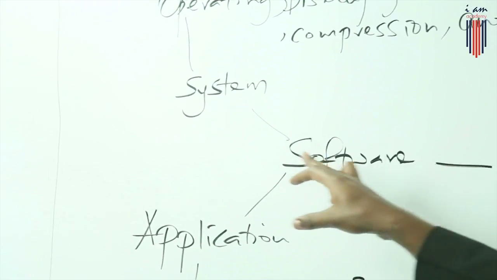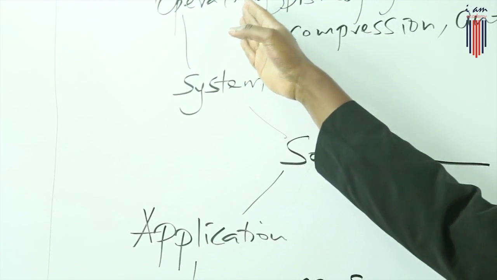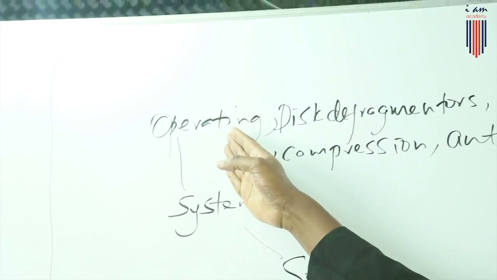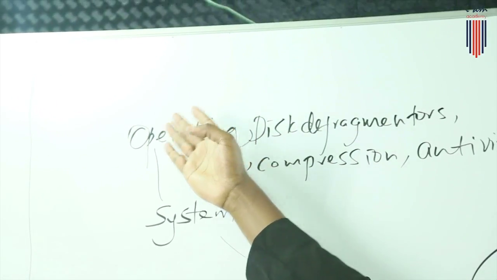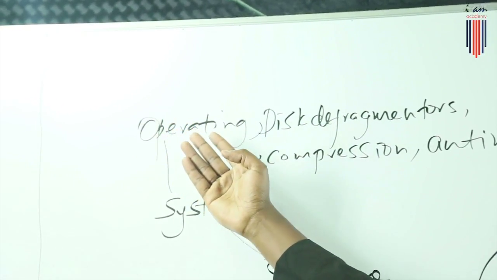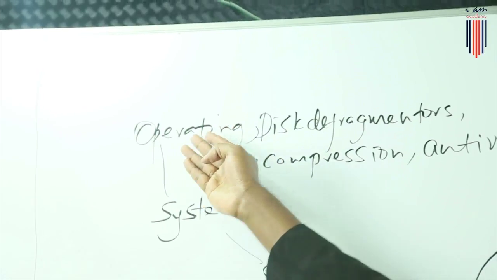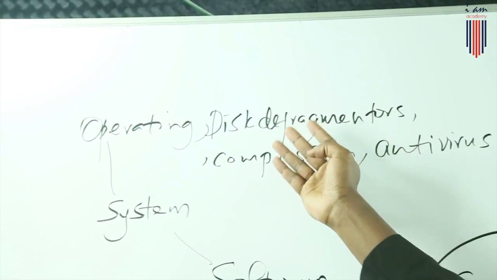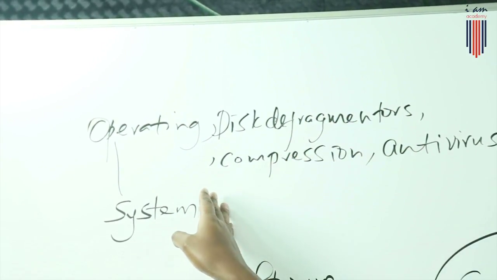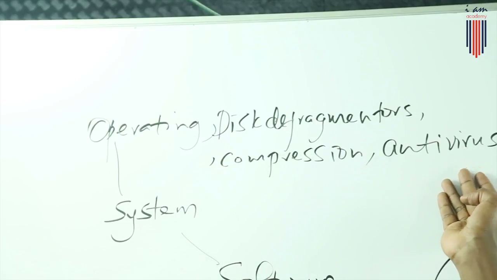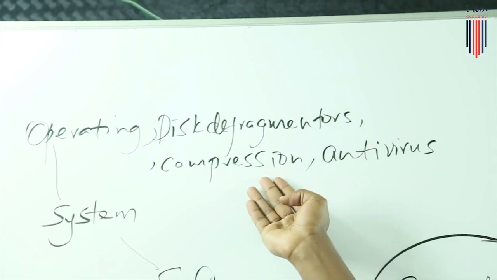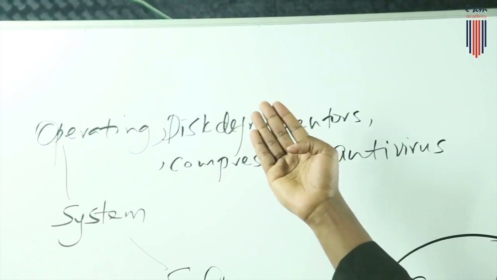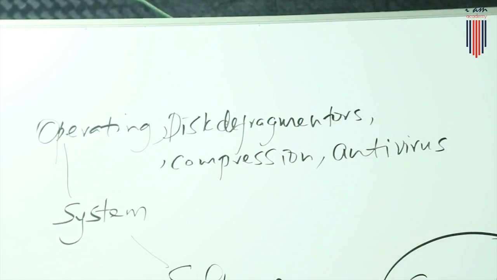Then the other major category of software is system software, which is used to control the operations of the computer. And the most important system software we have said is the operating system. This is where you have Windows, Linux, and the like. But apart from the operating system, there are these other types of software which fall under system software. There are antivirus programs, file compression programs, disk defragmenters, and so on and so forth.